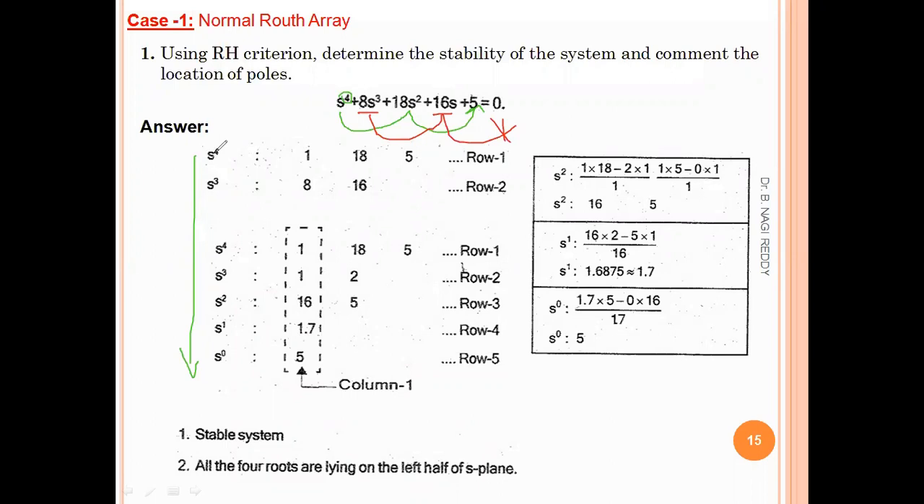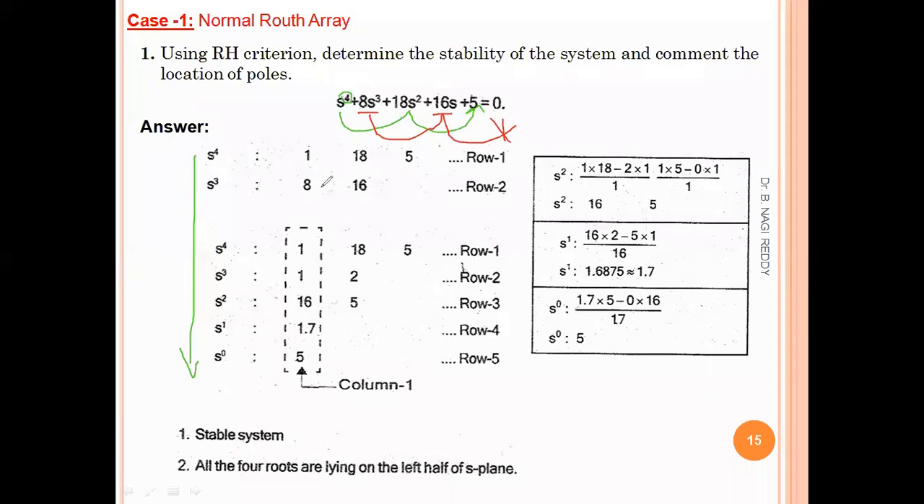Here you can see the first row is s power 4, which is an even number. So that's why we have written s power 4, s square, s power 0. That means even number terms. The second row will be s cube and s power 1. That means odd number. So the first row is even and the second row is odd for this problem, because s power 4 is the maximum and this is even.